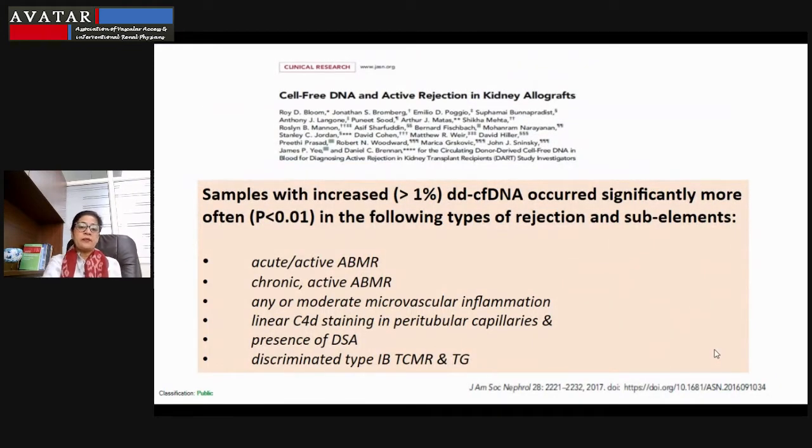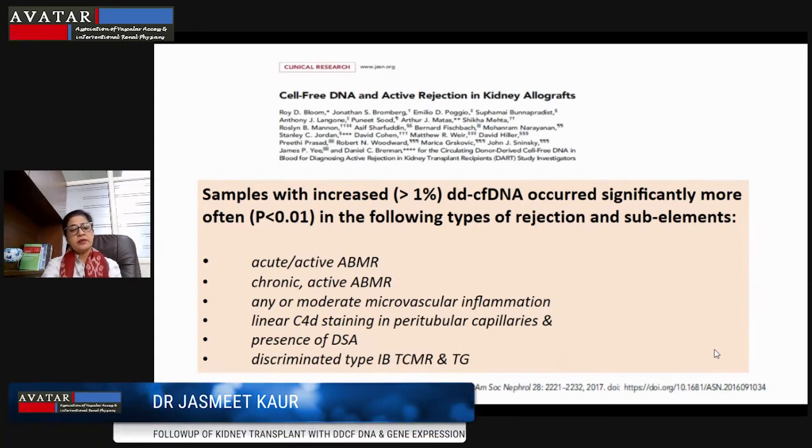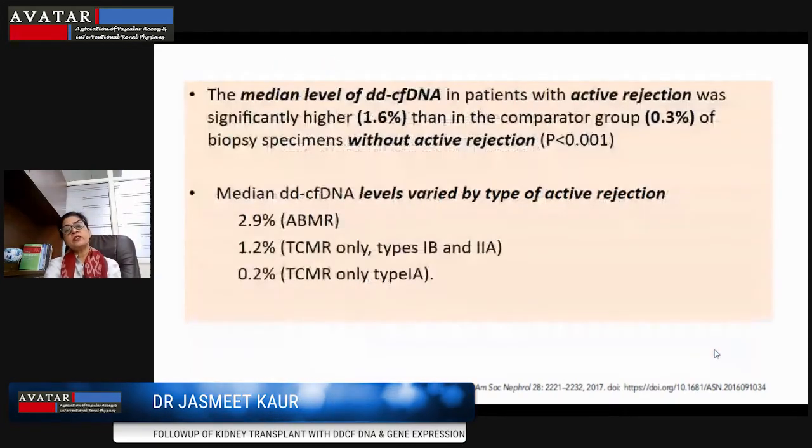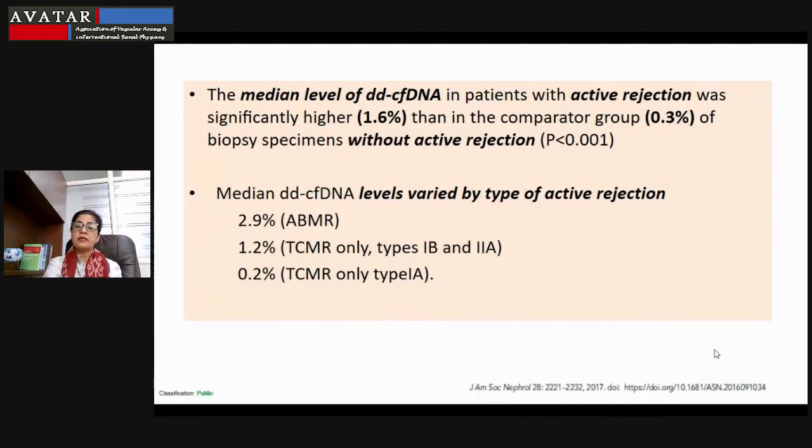The study looked at samples with increase, that is more than 1% donor-derived cell-free DNA, and these occurred significantly more often in the following types of rejections and sub-elements of rejection: the active ABMR, chronic active ABMR, moderate microvascular inflammation, presence of DSA, and C4d staining. The median levels of donor-derived cell-free DNA in patients with active rejection was significantly higher at 1.6% than in the comparator group, which was without active rejection at 0.3%.